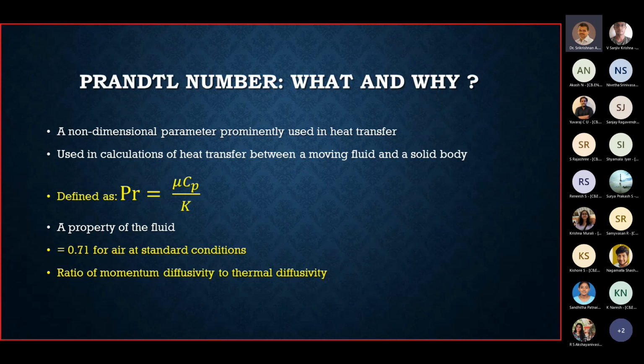If you look at the frequency of reference, Prandtl number will be in the top 1 or 2% of the non-dimensional parameters that are used in heat transfer. It is used in calculations of heat transfer between a moving fluid and a solid body. When there is a relative movement between solid body and fluid, and the thermal energy transfer between the two is being analyzed, both the viscous dissipation and the thermal dissipation are important, and that is where you use Prandtl number, defined as mu Cp by K.